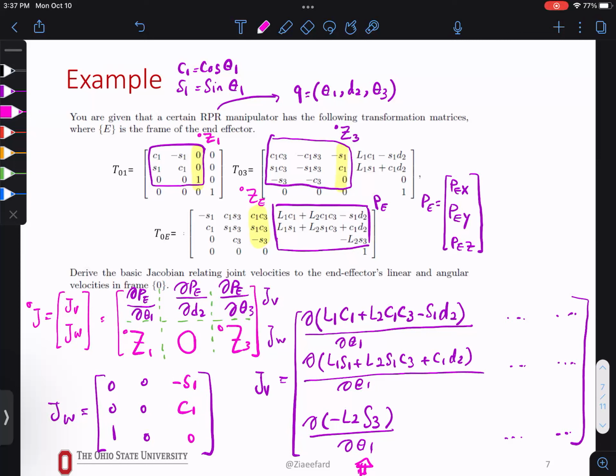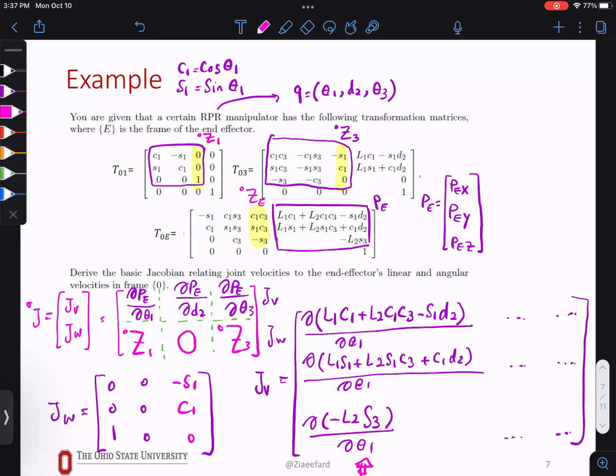Second column for J omega: zero, because it's prismatic. There's no contribution in revolution to angular velocity. So it's very easy when you look at a robot: okay, I can write the J omega part of it. JV is usually the hardest one because your revolute can have a contribution in your linear velocity. Good. All right, that's all.